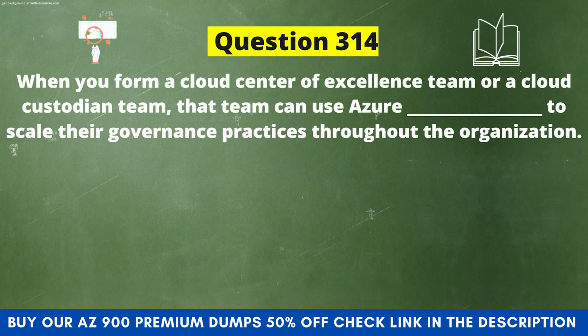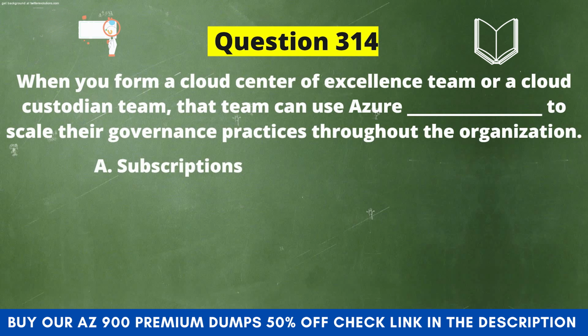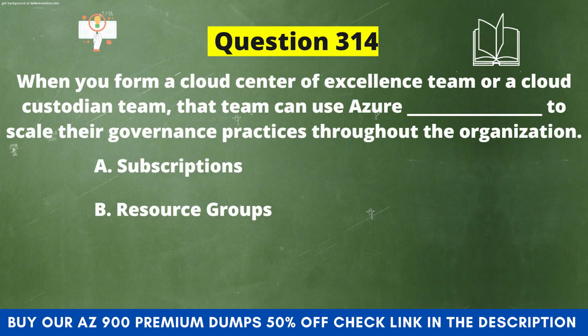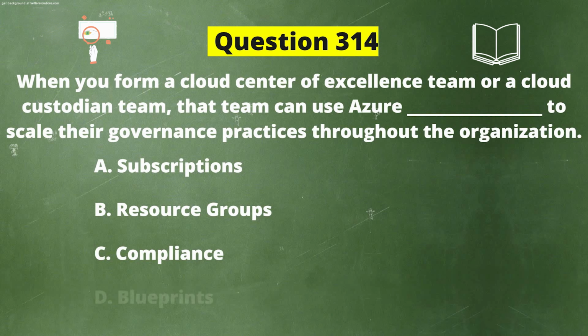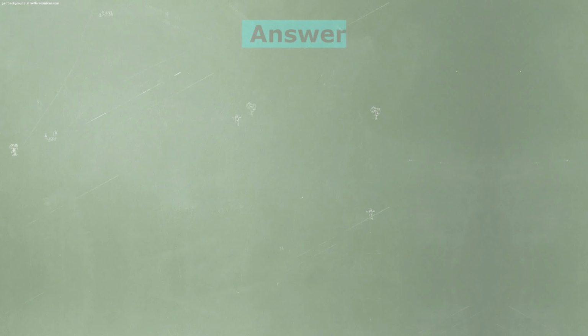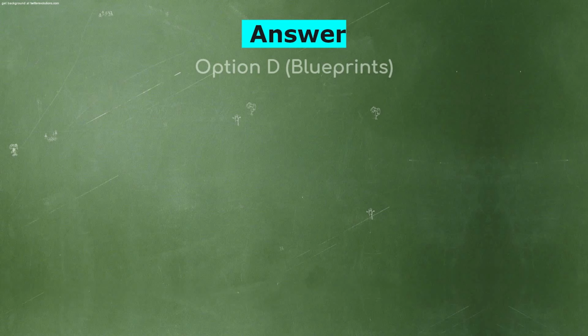When you form a Cloud Center of Excellence team or a Cloud Custodian team, the team can use Azure dash to scale their governance practices throughout the organization. And the options are A. Subscriptions, B. Resource groups, C. Compliance, D. Blueprints. And the correct answer is option D.